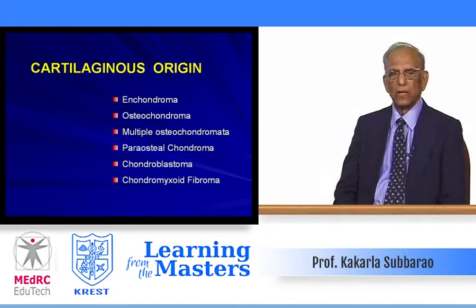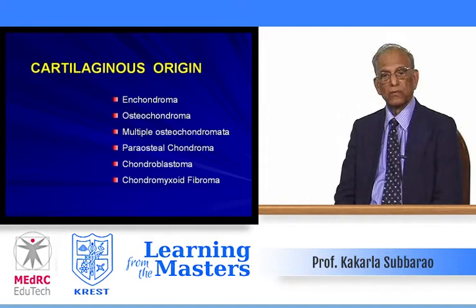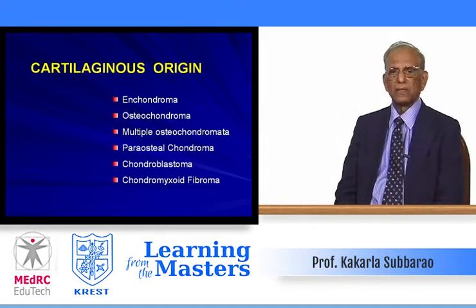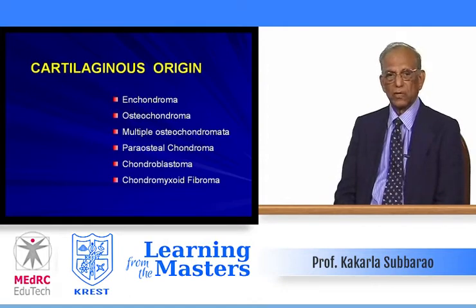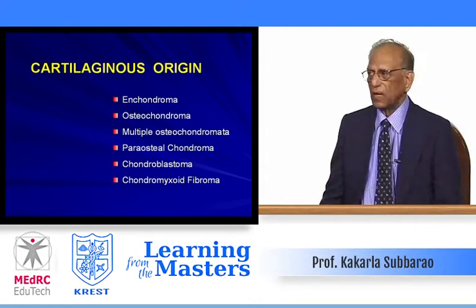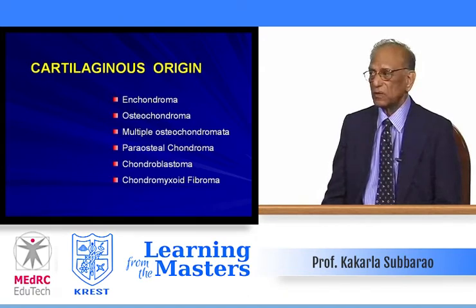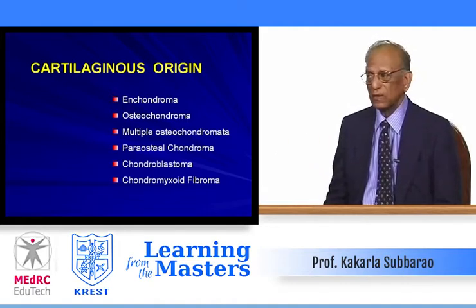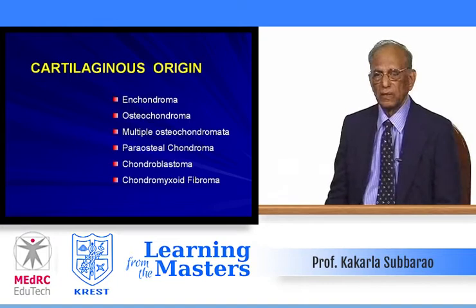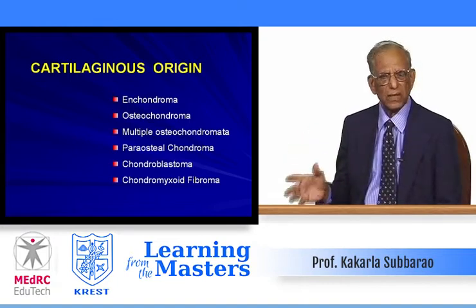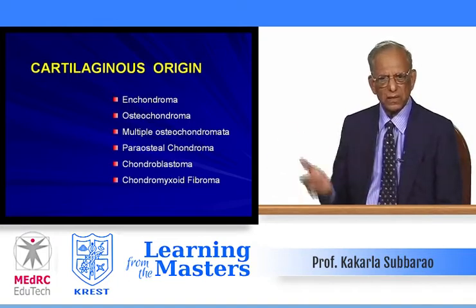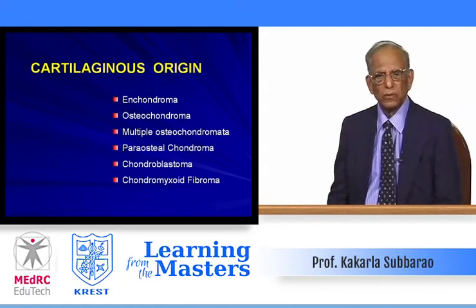And then we have finished benign bone tumors of osseous origin. We want to go to the benign tumors of cartilaginous origin. Chondroma, most common, particularly in the bones of the hands and feet. Osteochondroma, exostosis, multiple osteochondromata, multiple exostosis, paraosteal chondroma, and then chondroblastoma, and then chondromyxoid fibroma. Chondromyxoid fibroma is more or less a fibrous tumor, but since there is a cartilaginous component also, we included this in the cartilaginous origin.